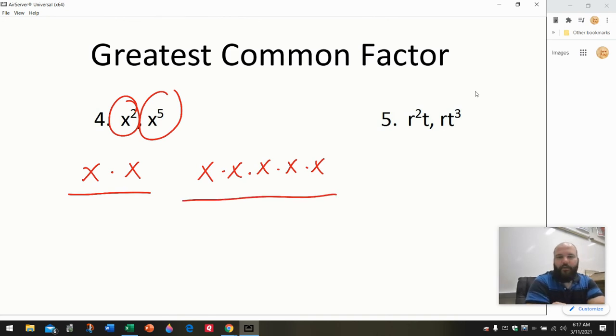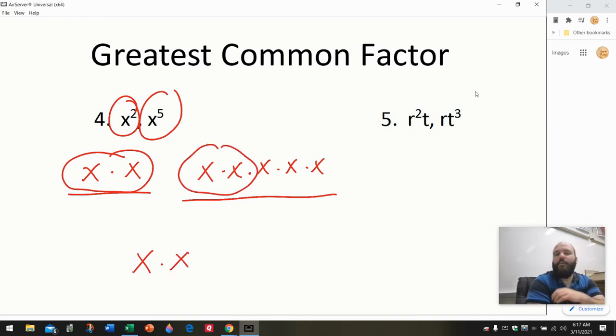So what you want to do now in these two separate expressions is take the most amount of each variable of the expanded expressions. So what do I mean? Well, this has 2 x's, so we're going to bring both of those down. This has more than 2 x's, but we can only use 2 of them because we're capped out at this one only having 2. So what is the GCF? Well, they both have 2 x's that we can take. And so this becomes x squared. And that is your GCF.